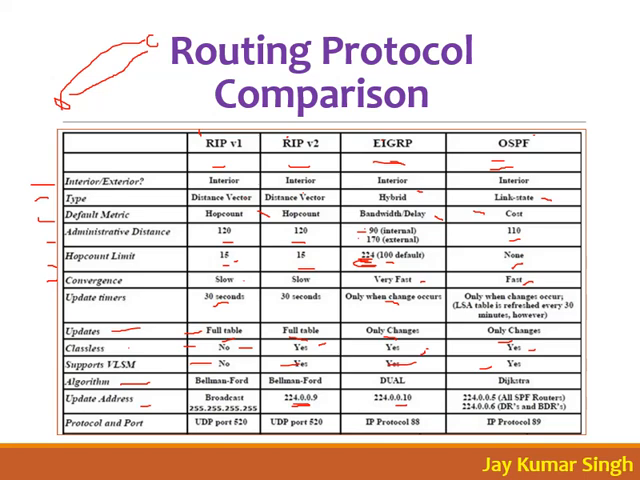Any router in the domain that is using RIP speaks this language. You can say this is the RIP language, this is the EIGRP language, and this is the OSPF language. The languages are different, so they cannot communicate. The multicast address is different. RIP2's multicast address is 224.0.0.9, EIGRP is 224.0.0.10, and OSPF has 224.0.0.5 and 6. We'll come to know when we work on OSPF. The RIP protocol number is 520, EIGRP is 88 and OSPF is 89.